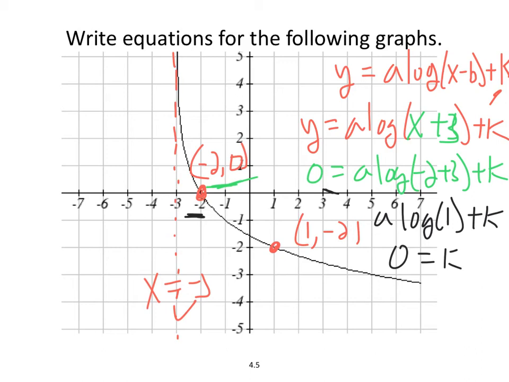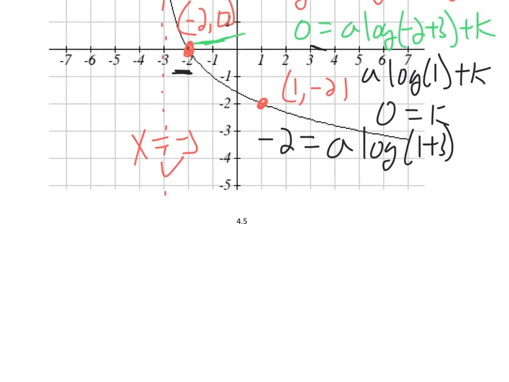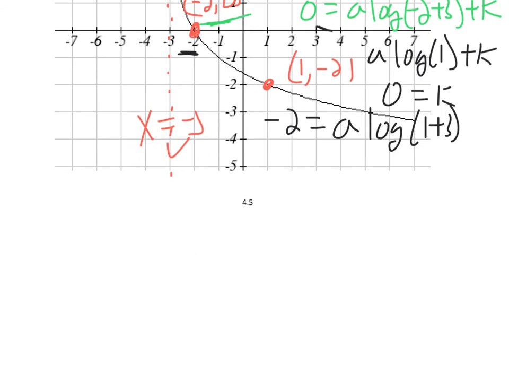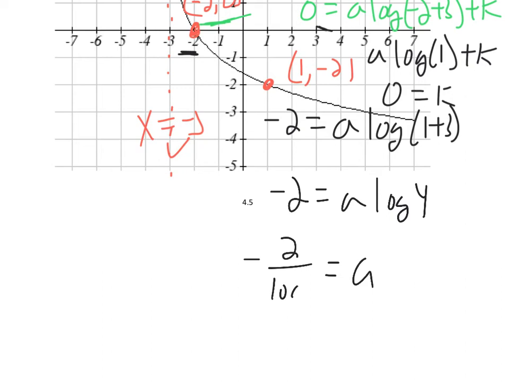So now the only other thing is to find our stretch factor. I know I got this other point here, -2, so y equals a, which I don't know, times the log of 1 plus 3. And we know k is 0, so we don't have to worry about it. Let me move this all up to give myself some more room. So I got -2 equals a times the log of 4. And so won't a equal -2 over the log of 4?